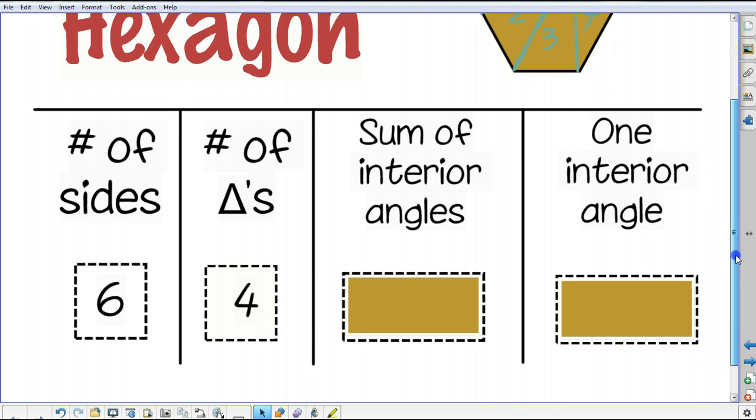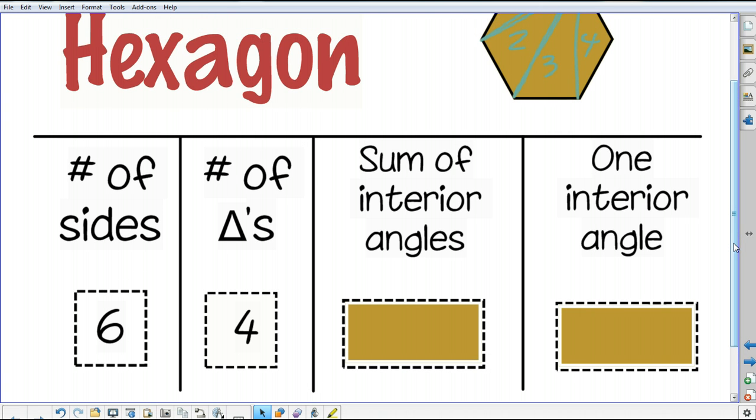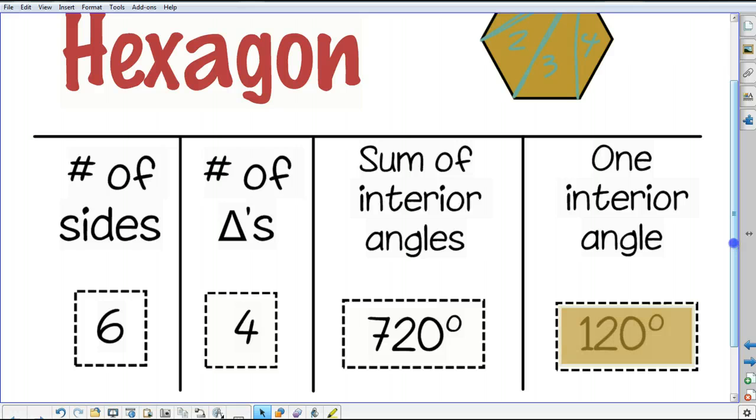How many degrees are in a hexagon? If there's 4 triangles, you do 4 times 180. Do it. 720. What would I divide it by to find one angle? Divide it by 6. Very good.